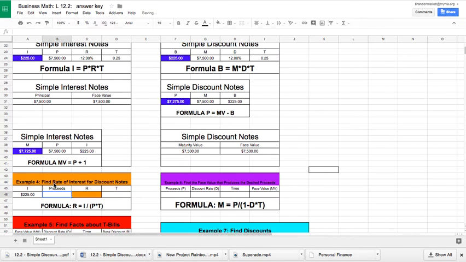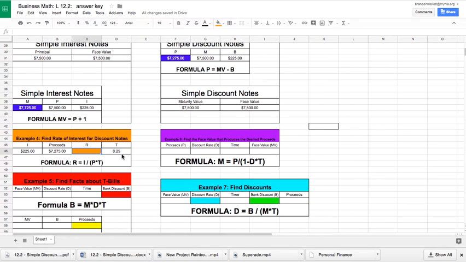So the proceeds for this one would end up being $7,275. We're looking to find the rate, and then the time is what we have up here. So we're using 90 out of 360. All right, now that we have everything that we need, we're ready to calculate. So we're going to go equals interest divided by parentheses, proceeds times time, enter.